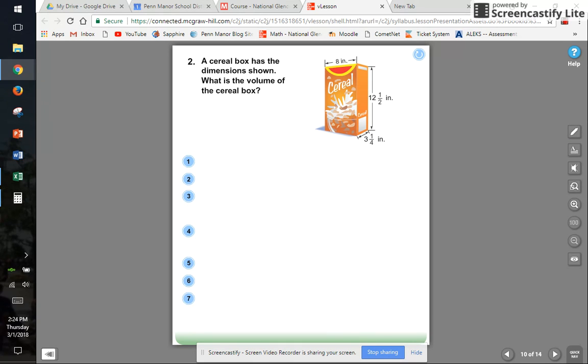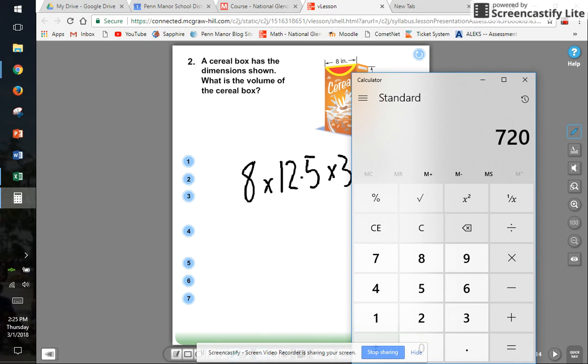Let's move to a real life situation. Here we go. We've got a cereal box. And how much cereal could this hold? The volume we would find by multiplying 8 times, it says 12 and a half. What if I went 12.5 times 3? I'm going to change that to 3.25. How did I get that? 1 divided by 4 is 25 hundredths. Okay. Let's multiply all that together and see what the volume of the shape is.